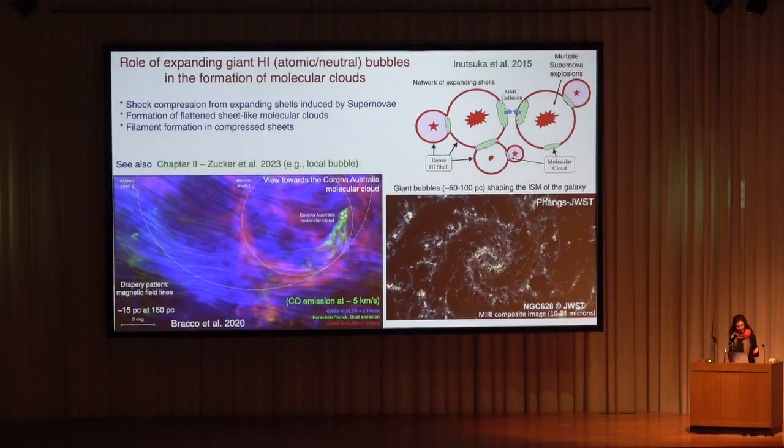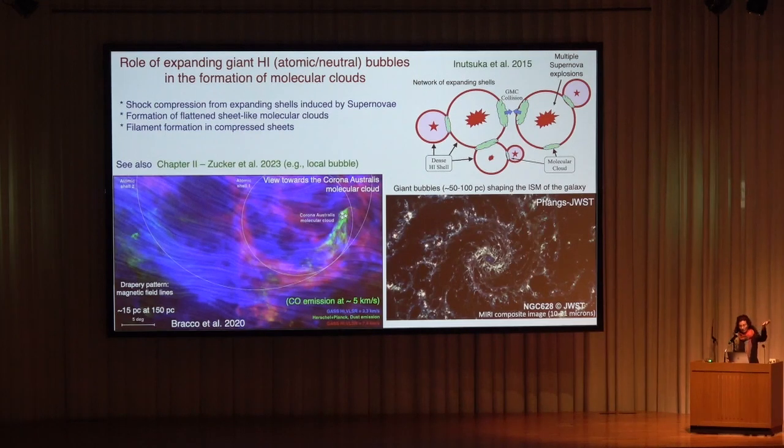There has been increasing evidence of the role of bubbles in the interstellar medium, generated by the expansion of supernova explosions, that shape the interstellar medium. We have all seen this beautiful JWST image that shows the ISM dominated by bubbles. For me, this is very similar to what was proposed a few years ago from the theoretical side.